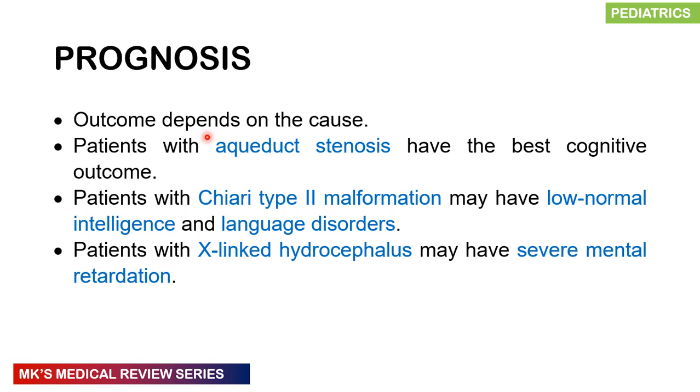This depends on the underlying cause. So patients with aqueduct stenosis usually have the best cognitive outcome. Patients with Chiari type 2 malformations may have a low normal intelligence and language disorders. Then patients with X-linked hydrocephalus usually have severe mental retardation.